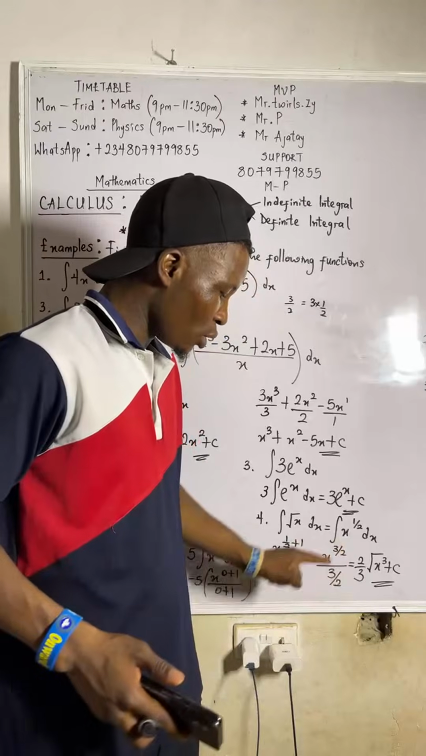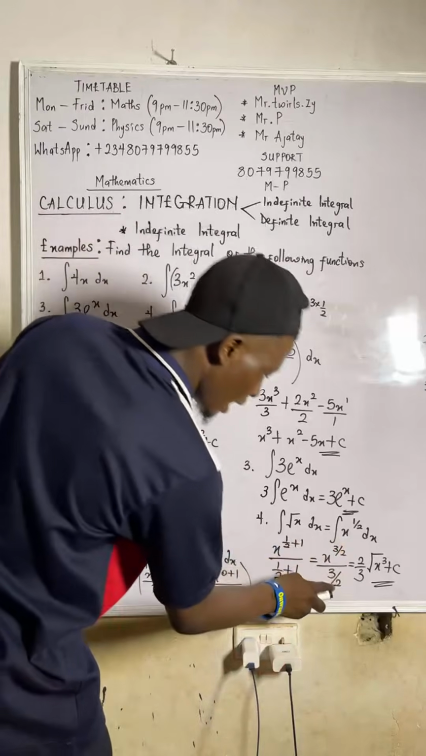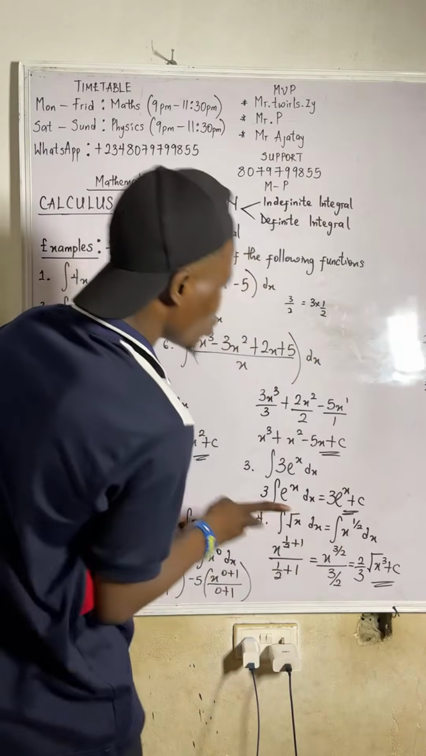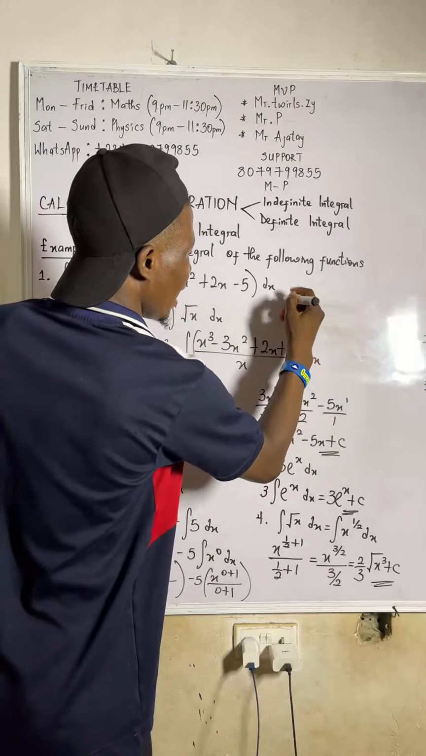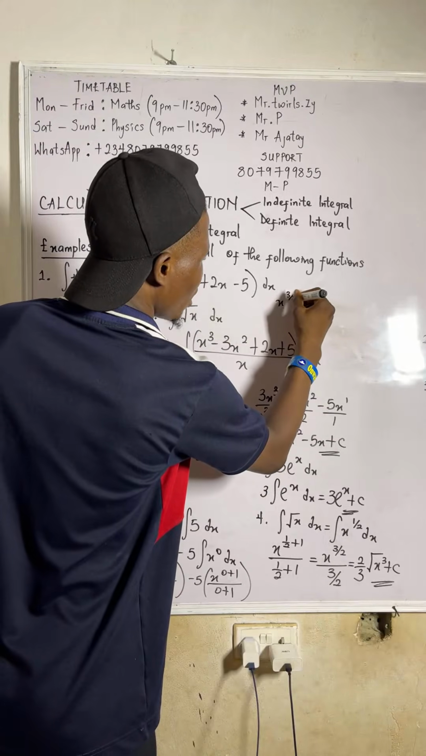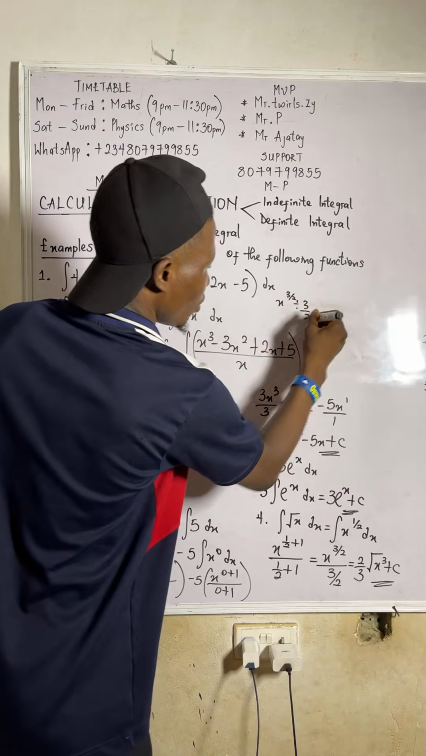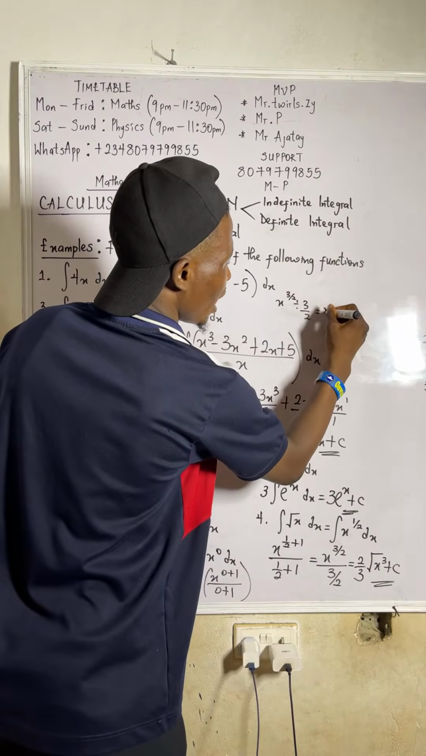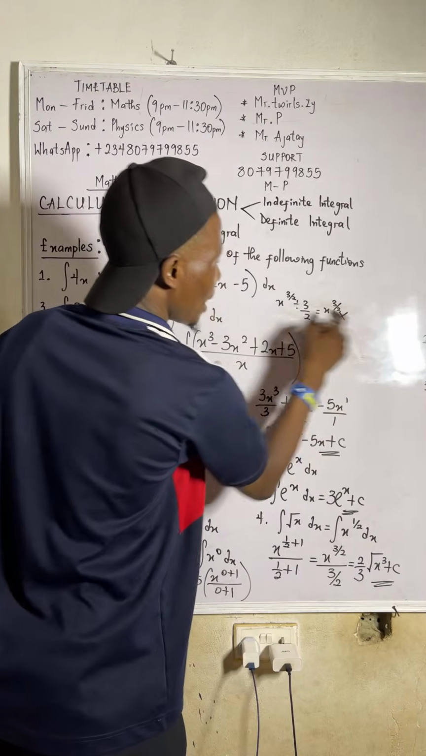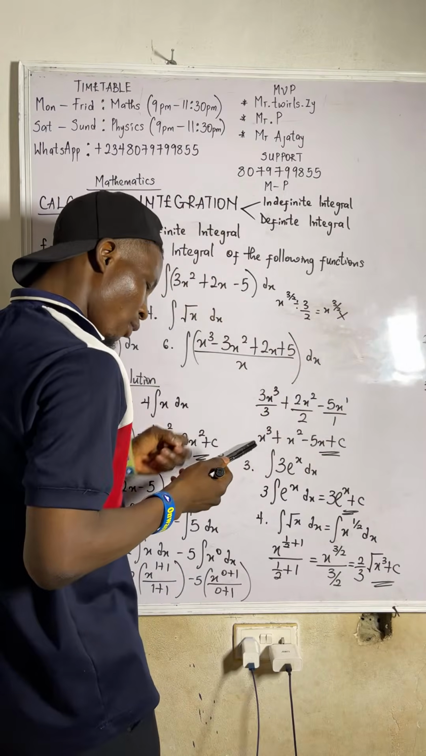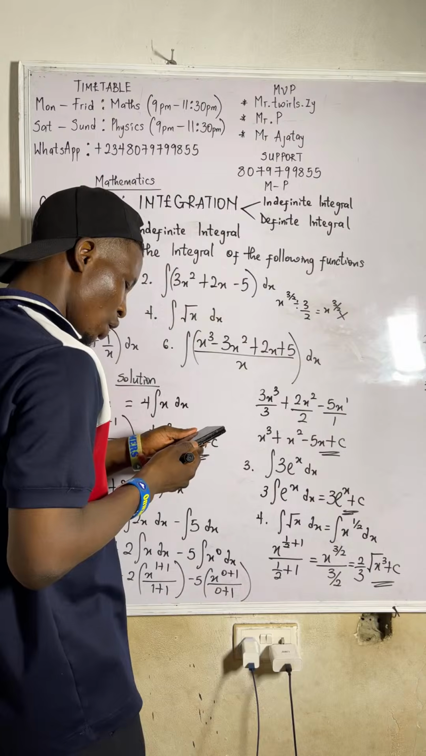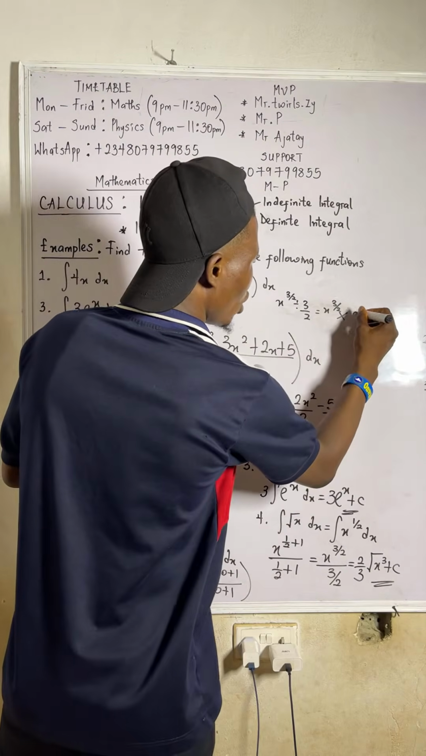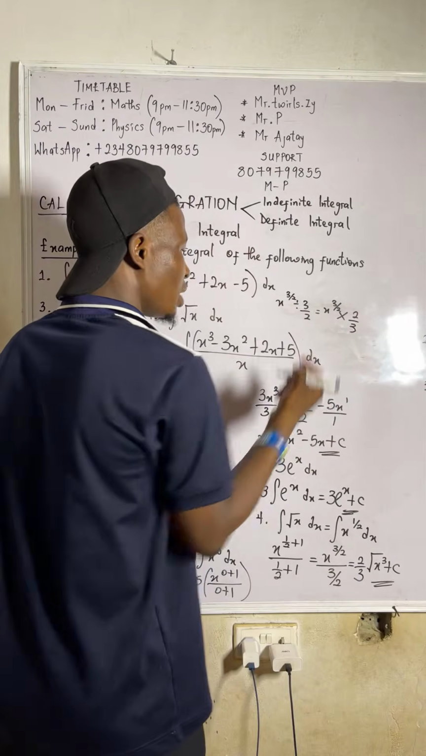Are you getting it now? So what do you now do here? This 2 goes up, the 3 stays down. It's just like it is divided by 3 over 2. When it is x to the power of 3 over 2 divided by 3 over 2, when you change it from division to multiplication, that will be 2 over 3. 2 goes up, 3 comes down.